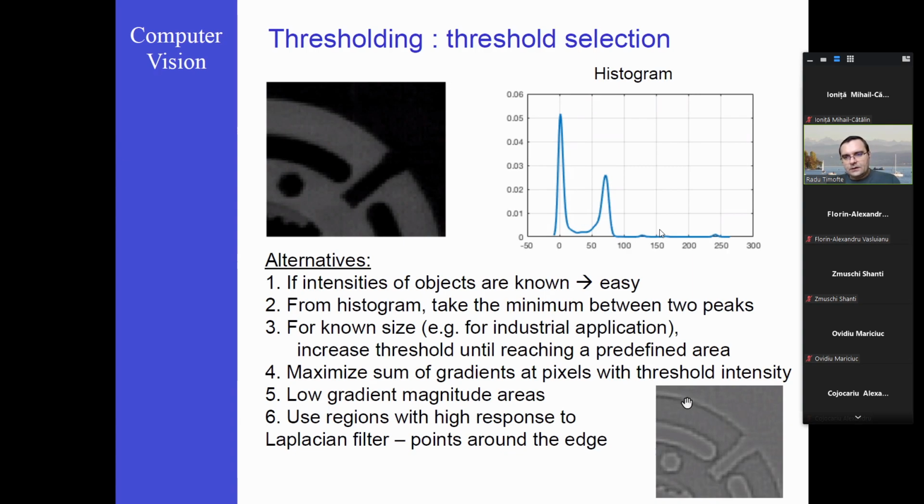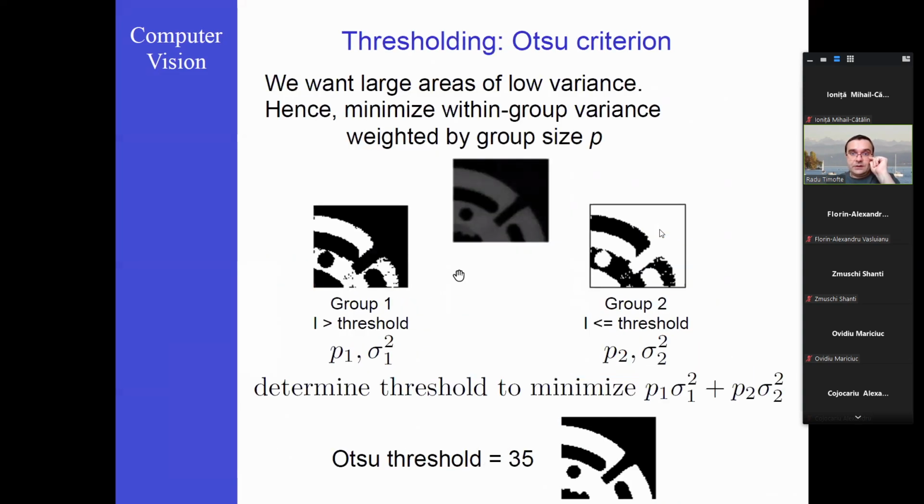Okay, so there are a number of ways of setting such a threshold for a given image and obtaining a binary. However, there is a more optimal way of picking a threshold, and this is the so-called Otsu criterion or method. So we want large areas of low variance. If this is the case, then we want to minimize within group variance weighted by the group size. So in our case, if we are looking at the image, we want to have two groups, and here we have a depiction of group 1 and group 2.